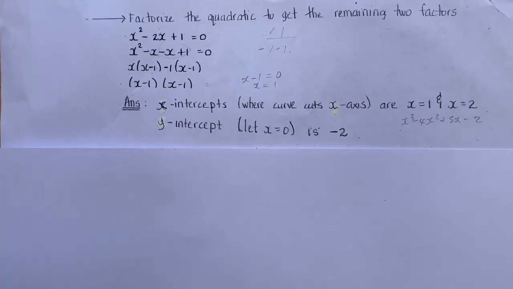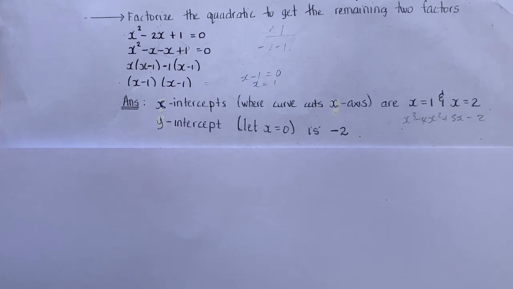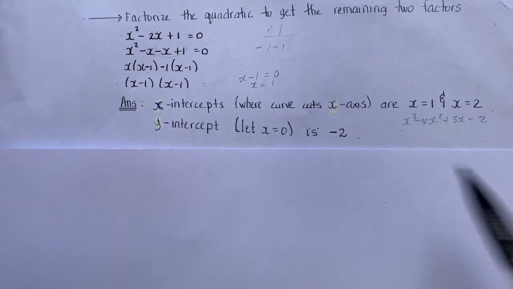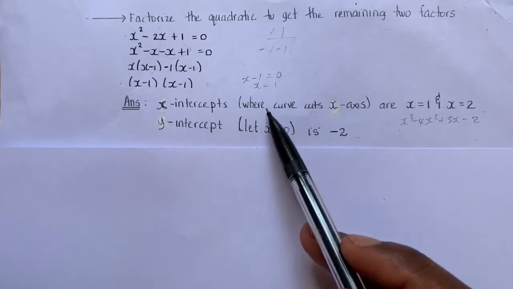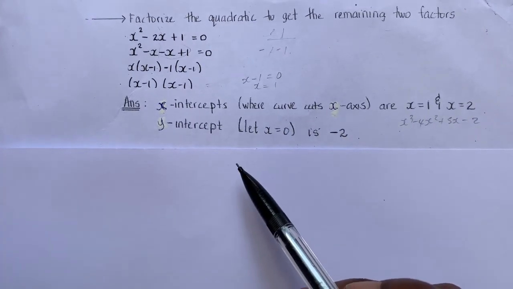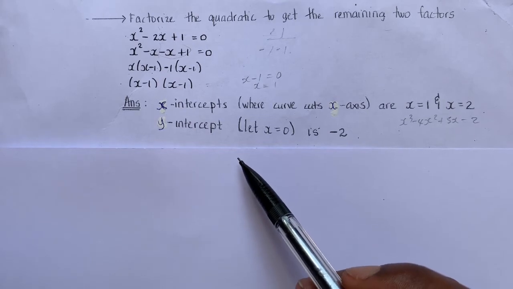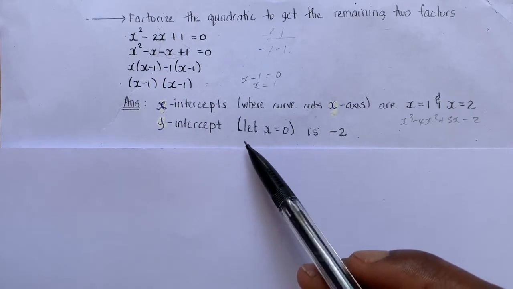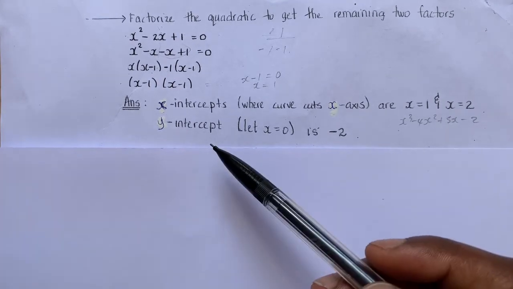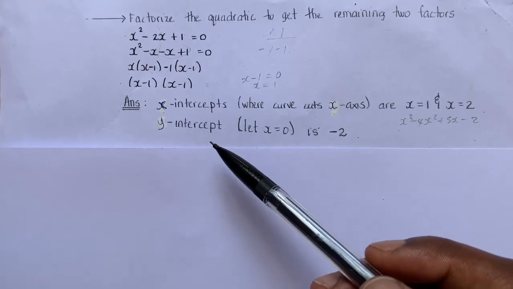So we've now found the points where the curve will cut the x-axis, which are at 1 and 2, which we found earlier. So those are the x-intercepts. Now for the y-intercept, we will make the x value 0.